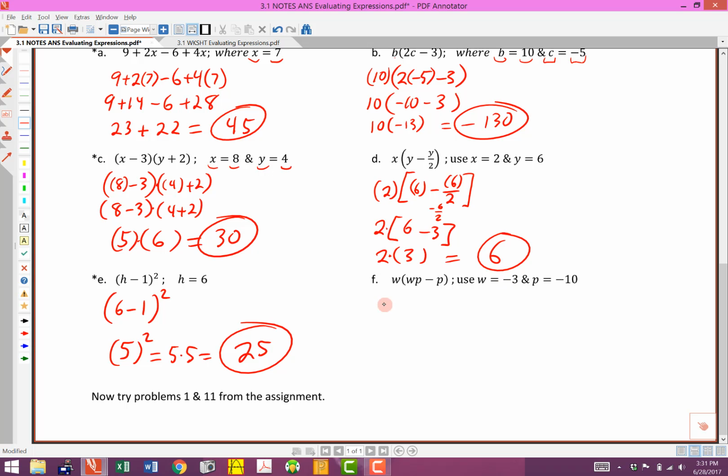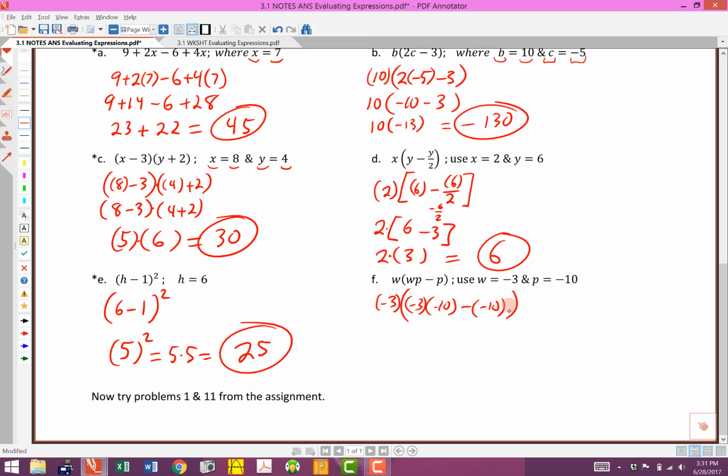So w is negative 3. Now let me give you a little hint. When you're plugging negatives in, it's really important to use parentheses. So I'm going to do a negative 3. P is negative 10, so I'm going to put that in parentheses, minus, and I'm definitely going to put this in parentheses. People tend to make more mistakes with negatives, so it's really a good idea to put parentheses around the negatives. So let's see what we've got here.